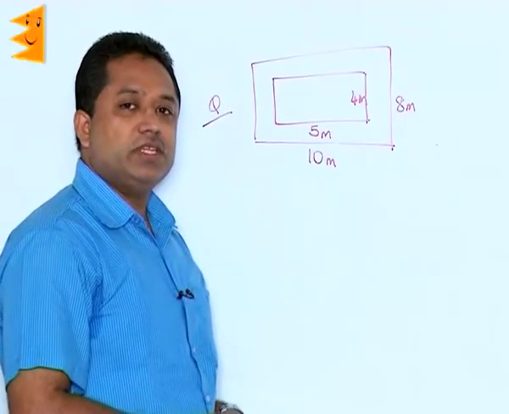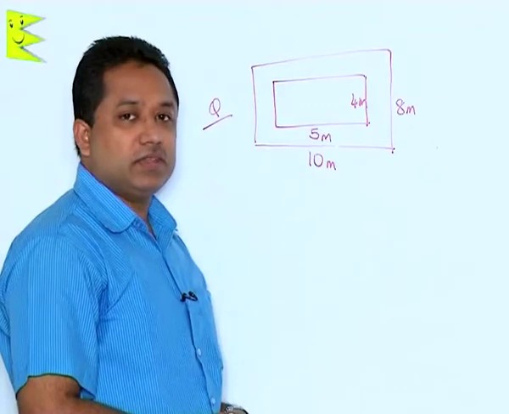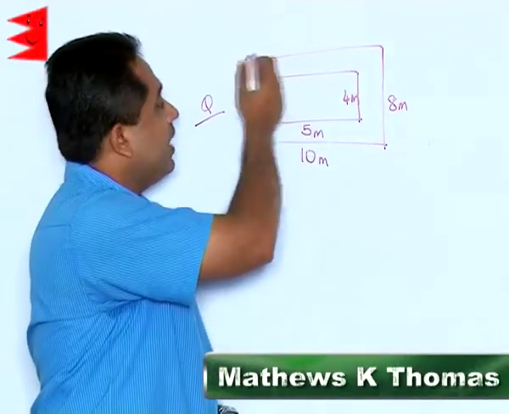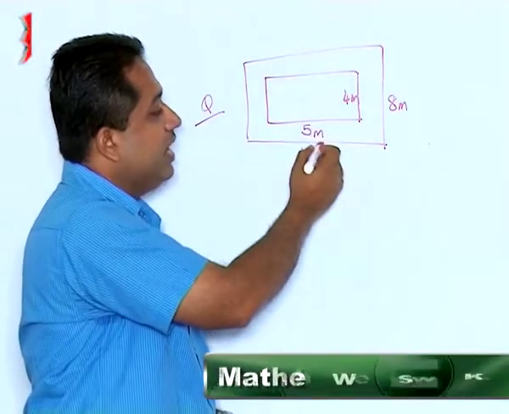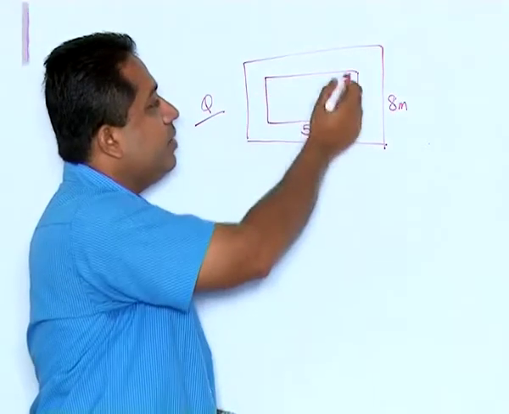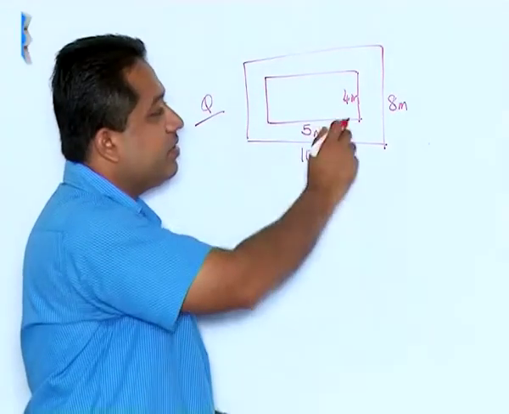Now, here we have a question in which we have to find the area of path. Now, what is the path here? Here we have a rectangle with dimensions, length is given as 10 meter and the breadth is 8, and inside we are having a park here of dimensions 5 by 4. That means the length is 5 and the breadth is 4.